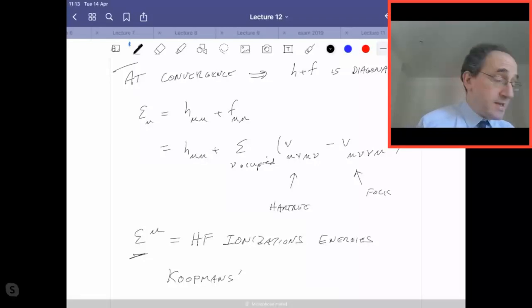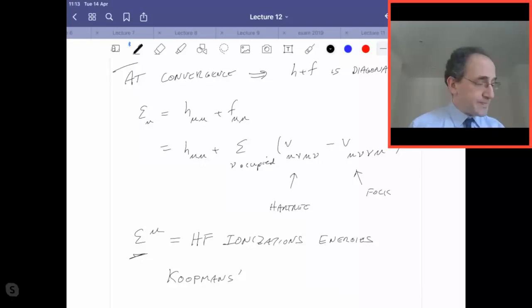But anyway, this Koopmans theorem is quite an important theorem in physics and in understanding Hartree-Fock.